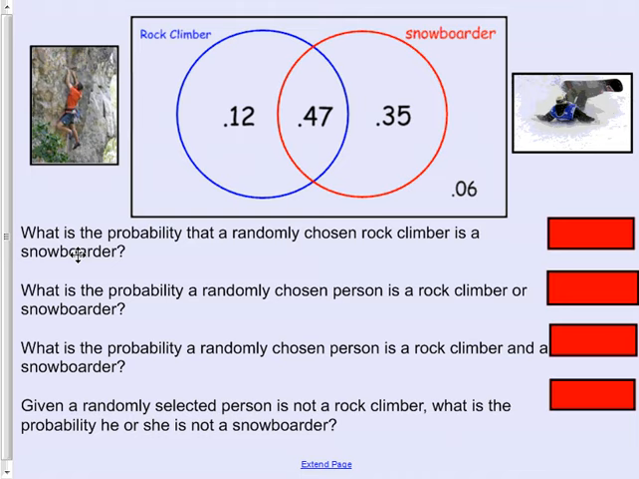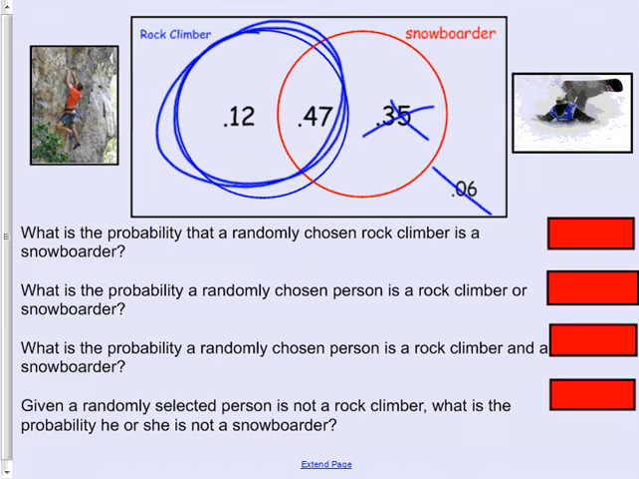Like on this first one, what's the probability of a randomly chosen rock climber? Stop right there. As soon as they said randomly chosen rock climber, they didn't say we picked from everyone and we got a rock climber. By saying it that way, they are saying we randomly chose from only the rock climbers and we got a snowboarder. And that confuses people sometimes because they're like, but you said he was a rock climber. Well, apparently they're also a snowboarder. So as soon as they said randomly chosen rock climber, I hope you said, well, I can only use these 2 numbers and I can't use that and I can't use that.